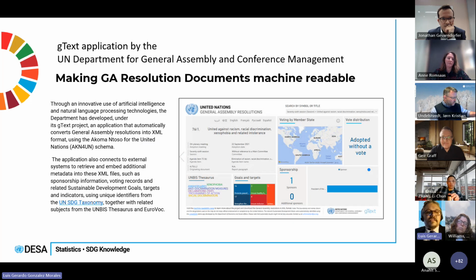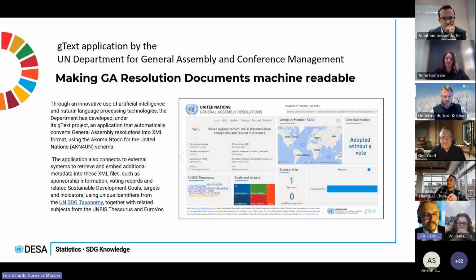So, for instance, just to conclude, this is an application that was developed by the Department of General Assembly and Conference Management. By using this SDG taxonomy that links the goals, targets, and indicators to specific terms in the thesaurus of the library, say a dictionary of terms, it is possible to scan all the General Assembly resolutions, extract terms, and link them through automatic means with the relevant goals, targets, and indicators, and from there to the relevant statistical data series.